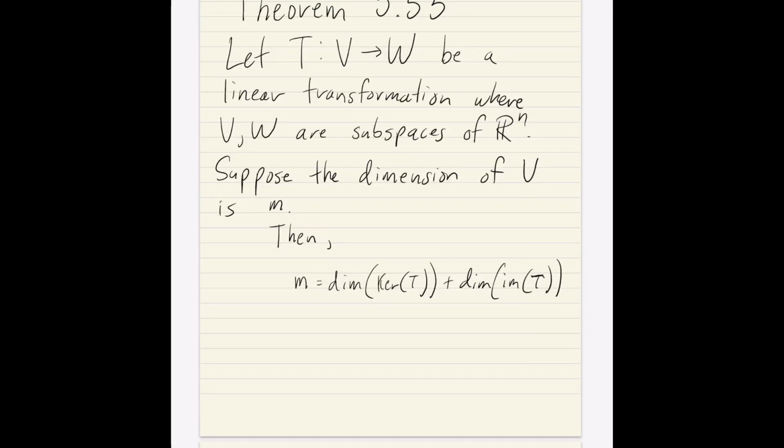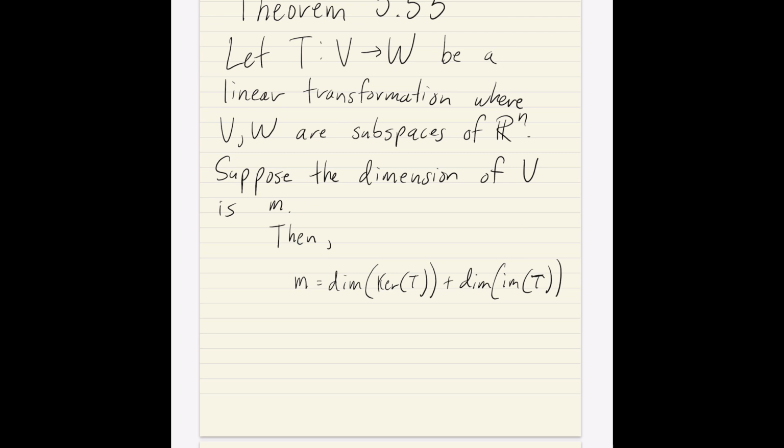Hello, and we are going to prove a theorem from the textbook. This is Theorem 5.55, and what this theorem says is that let T from V to W be a linear transformation where V and W are subspaces of Rn. Suppose the dimension of V is M. Then what we have to prove is M is equal to the dimension of the kernel of T plus the dimension of the image or the range of T.